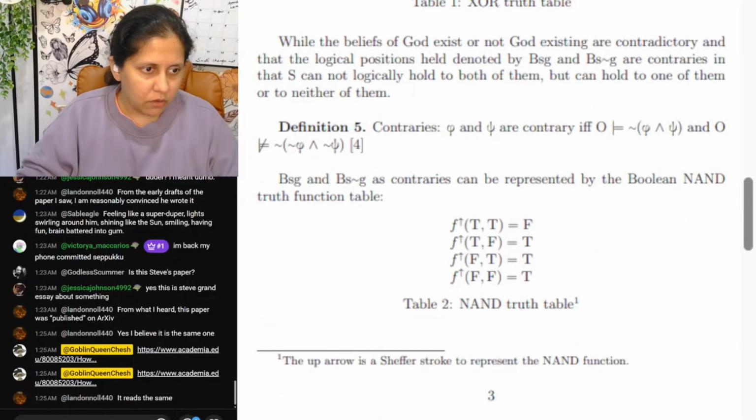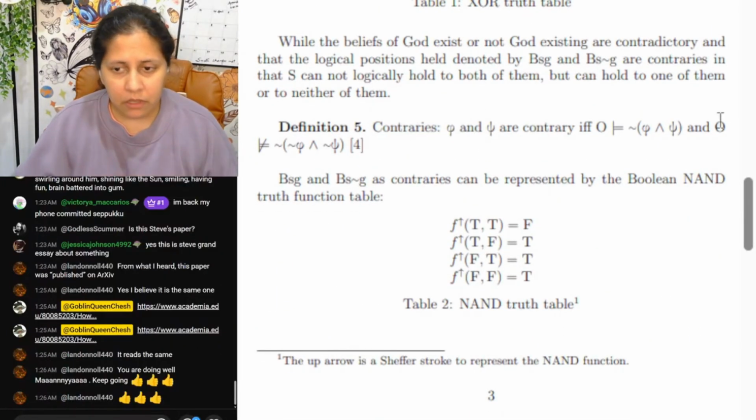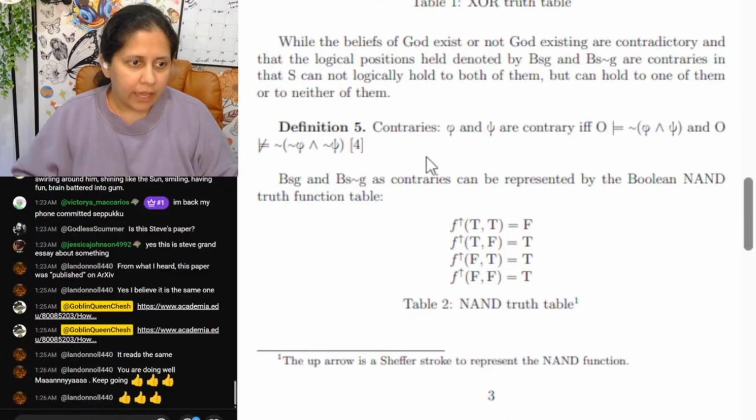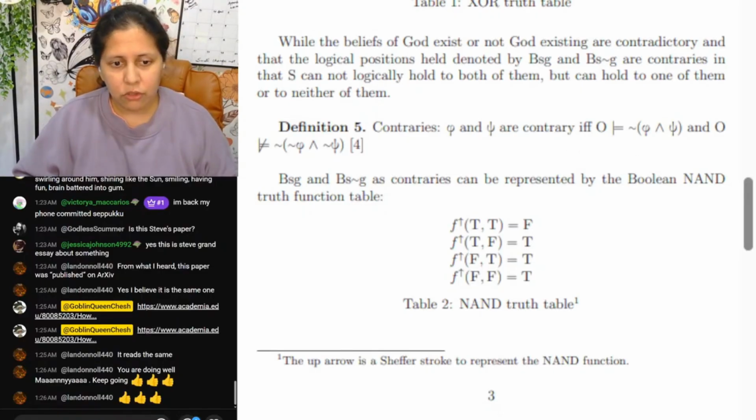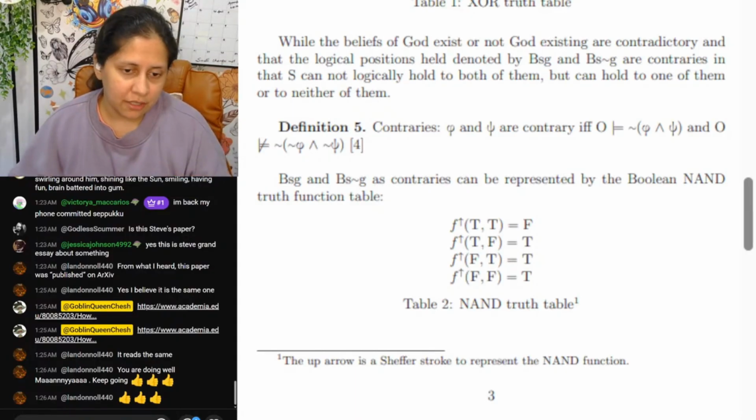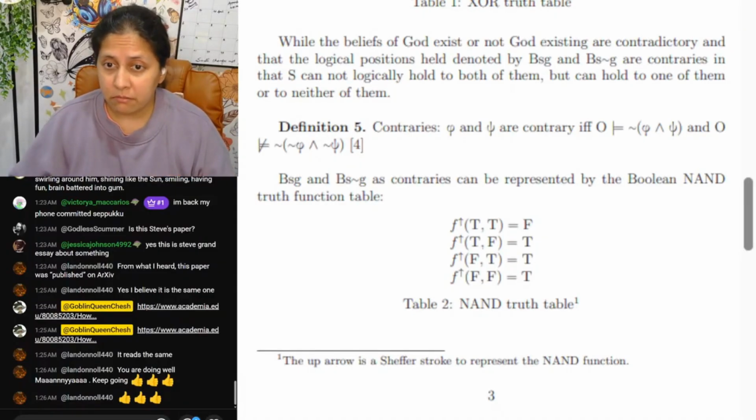We are now going to talk about definition 5, contraries. Over here, for phi and psi, if O is a model, right? What it's trying to say here is, contraries are when two positions cannot both be true, but they can both be false. A rational person can't hold both of them together. You can't believe that God exists and that God does not exist at the same time, right? Or can't hold the same propositions at the same time. But you can suspend either or can hold neither.